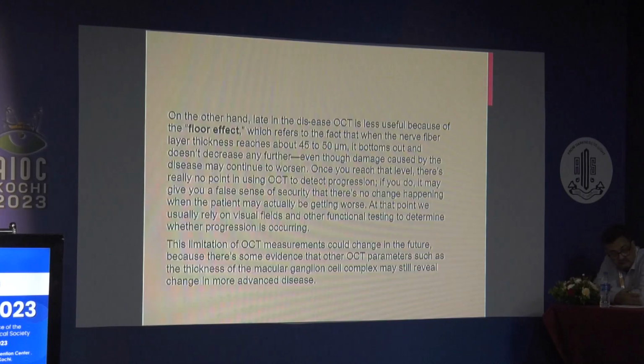meaningful evaluation and follow-up. And last, there's one thing, the floor effect. When there is advanced loss, the finding will reach the 50s, 45 to 50, and it will not decrease further even with progression. At that stage, you will not use OCT for evaluation. You will use a 10-2 visual field for monitoring. The OCT is of no use in advanced disease.